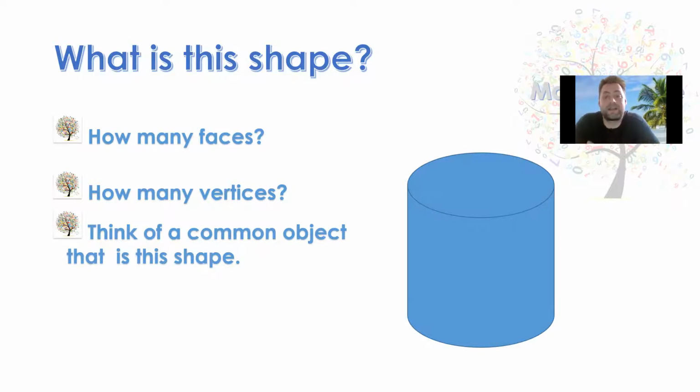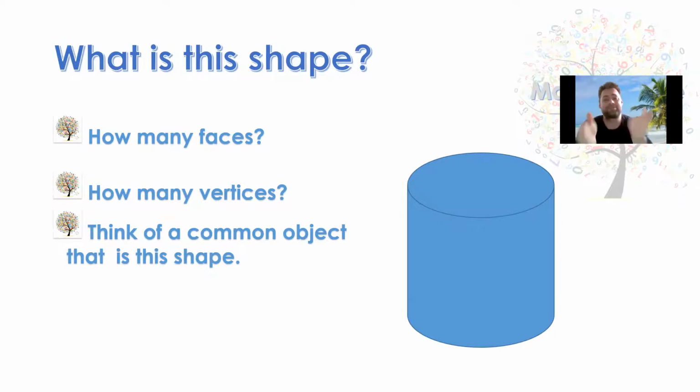So this shape is actually called a cylinder. It's a 3-dimensional shape. How many faces does it have? We actually have 3 faces on the cylinder. We've got a circular one at the top, a circular one at the bottom, and then if you were to flatten this out, it would look more like a rectangle, a curved face going all the way around to join the top and the bottom together.